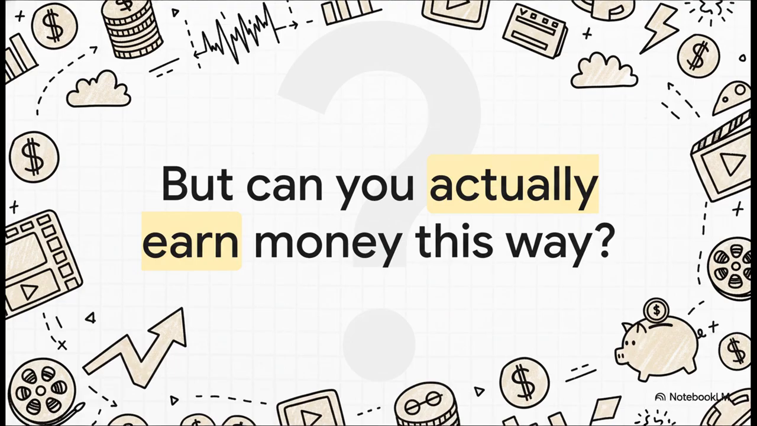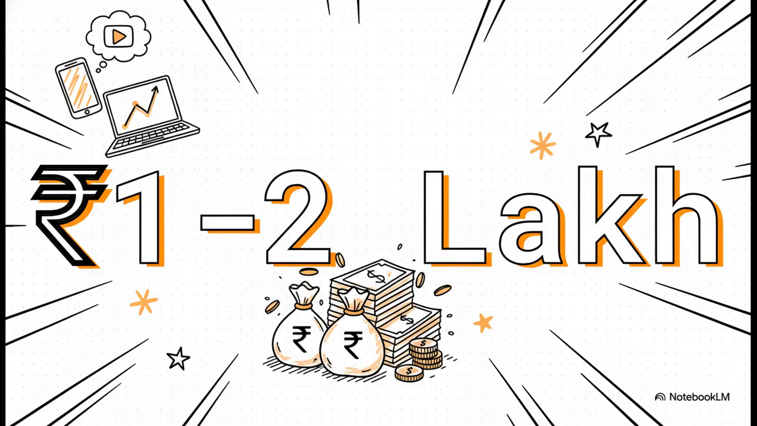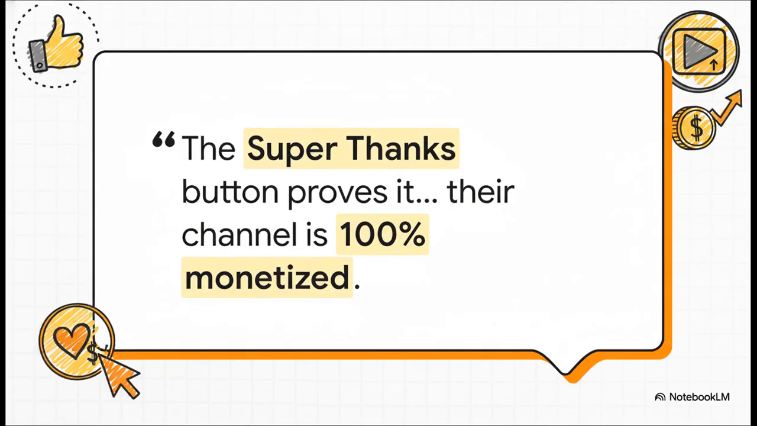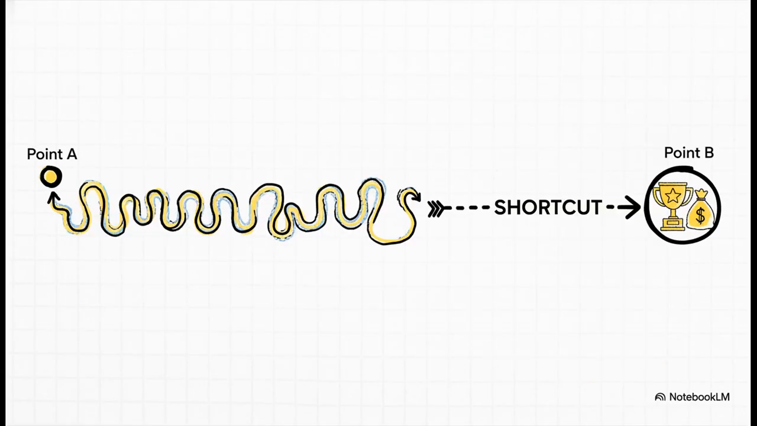Okay, so making the video is easy, but the real question is, can you actually make money with this? Well, get this. Channels using this exact method are pulling in 1 to 2 lakh rupees every month. Take the Social AI channel, for example. It's getting hundreds of thousands of views with this stuff. And here's the proof, right here. That super thanks button means the channel is 100% monetized. So really, what we're looking at is a crazy simple shortcut for new creators to get started.